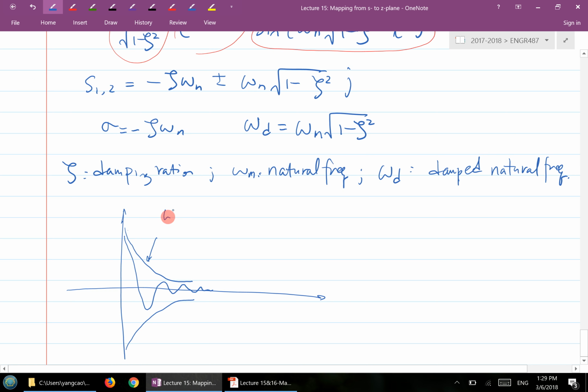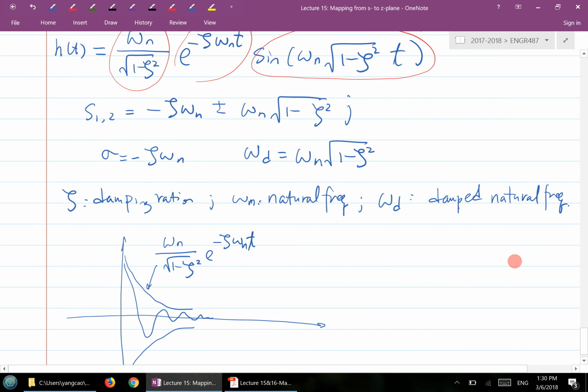The top envelope is omega n over the square root of 1 minus zeta squared, times e to the power of this. And the bottom one is just the negative sign. Right? So that's basically in the continuous domain here, in the continuous domain.